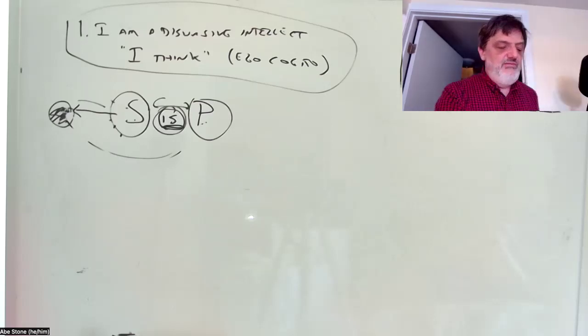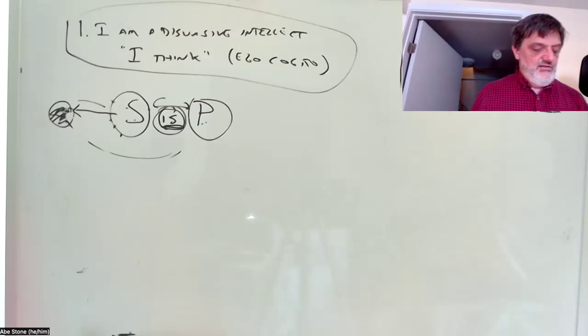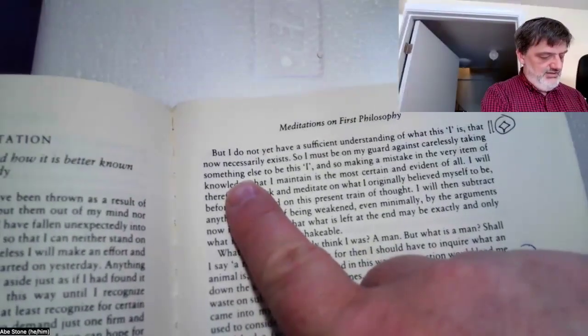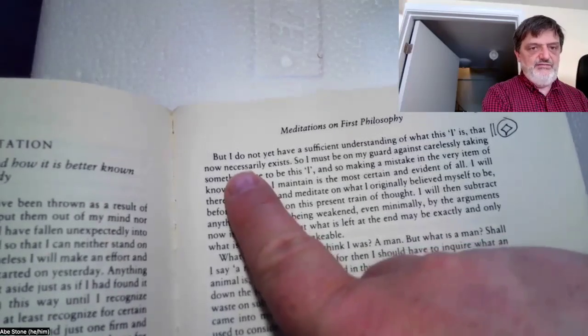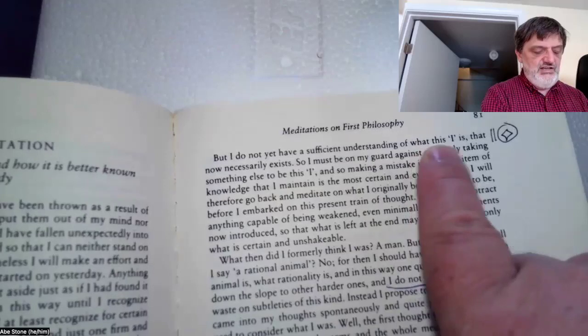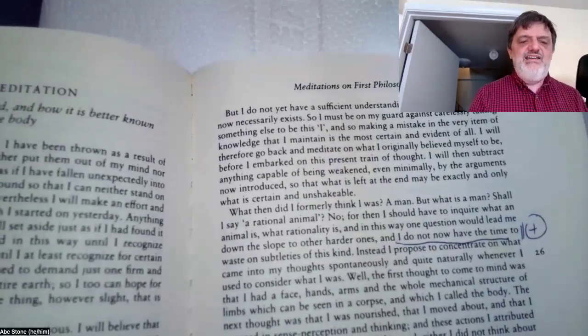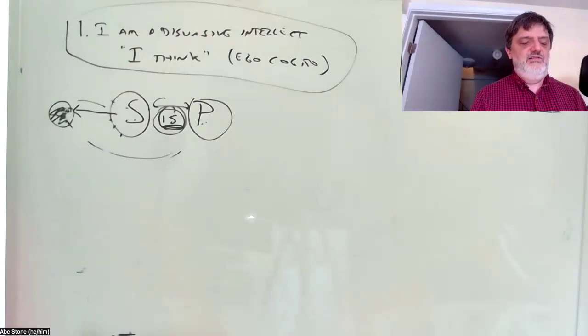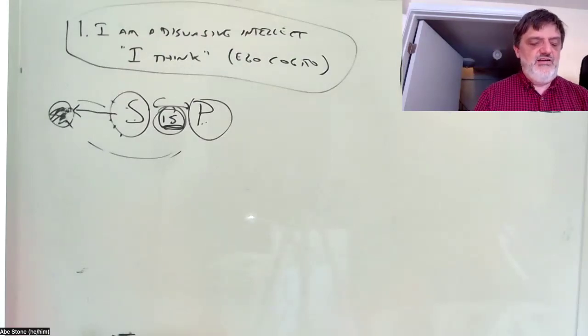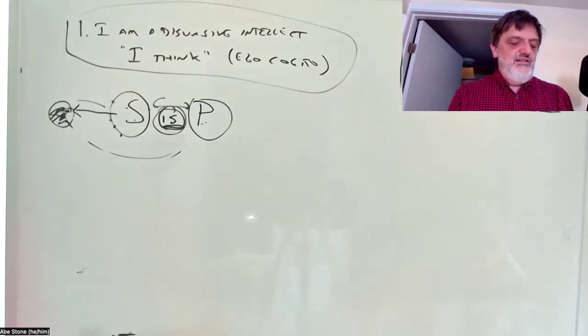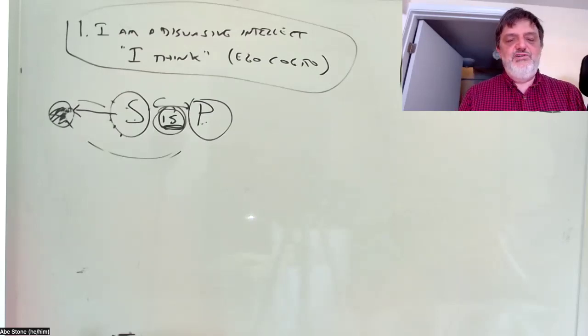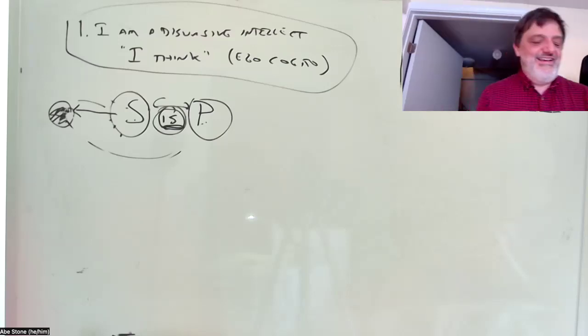So what's the problem? Well, Descartes himself says what the problem is. In the next paragraph: but I do not yet have a sufficient understanding of what this I is that now necessarily exists. Or you could also translate it as that I necessarily am. I do not yet have sufficient understanding of what this I is. There's actually a first person verb there too, but I think you can't do that in English. What this I am that I now necessarily am is basically what it says.